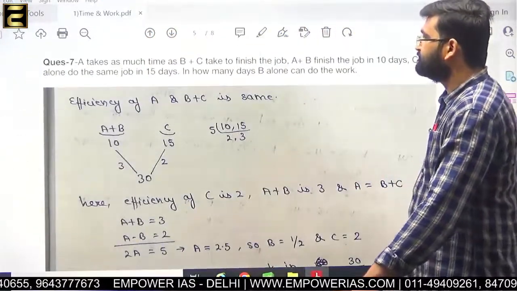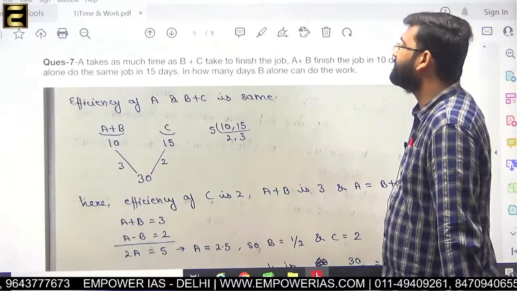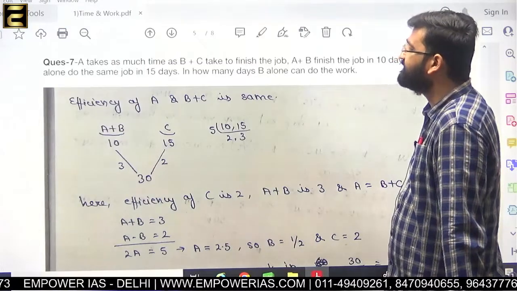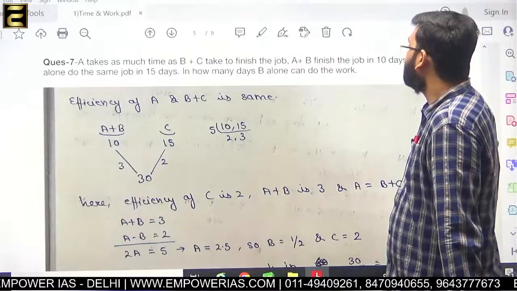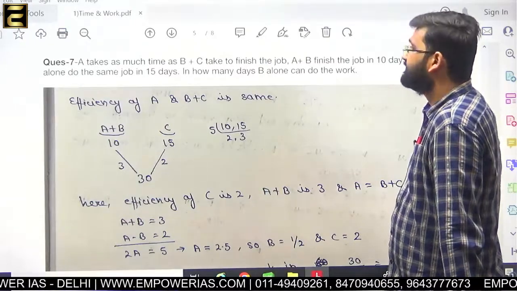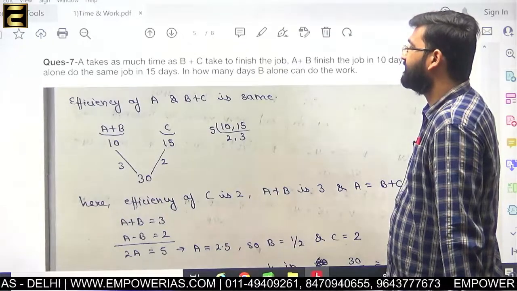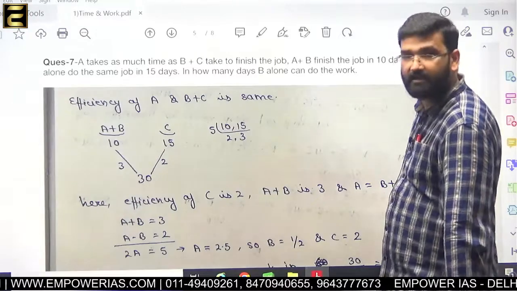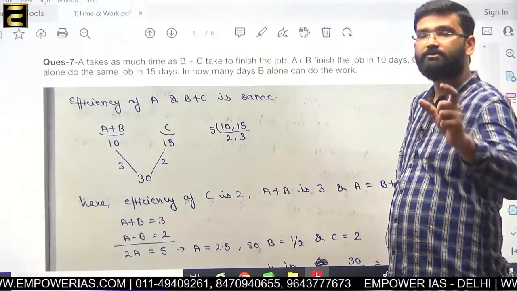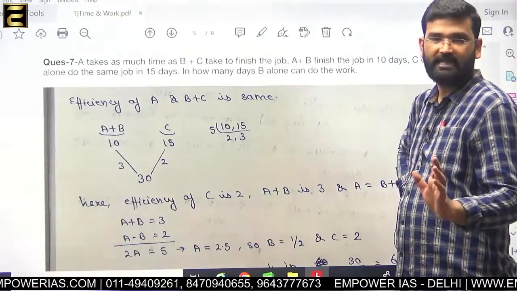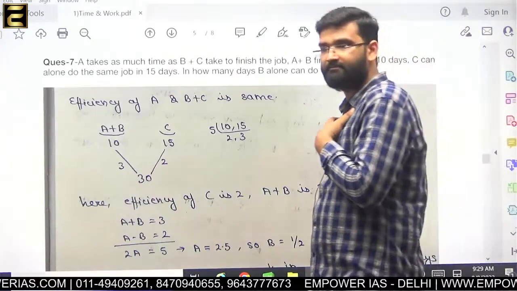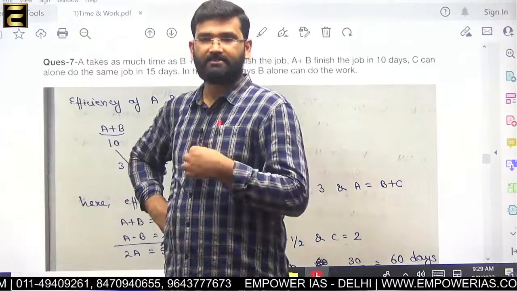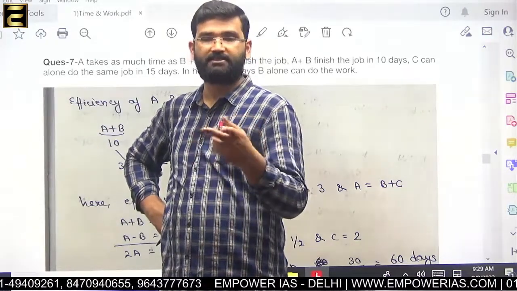Now see here, A takes as much time as B plus C take to finish the job. A plus B finish the job in 10 days. C can alone do the same job in 15 days. In how many days can B alone do the work? Is the question understood? The efficiency of A is equal to the combined efficiency of B plus C. Suppose I do some work in the same time in which you two people together do that work. It means that my efficiency is equal to the combined efficiency of you two people.